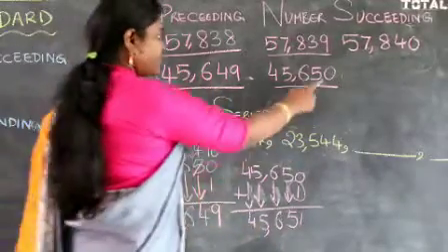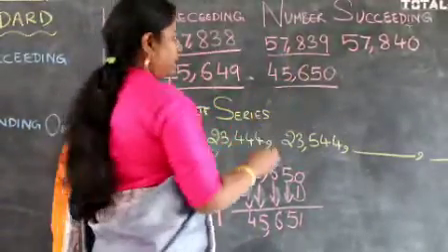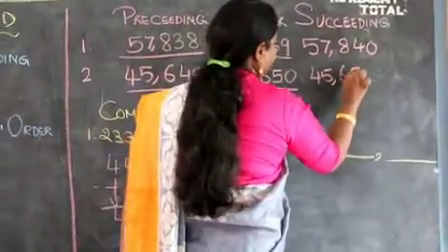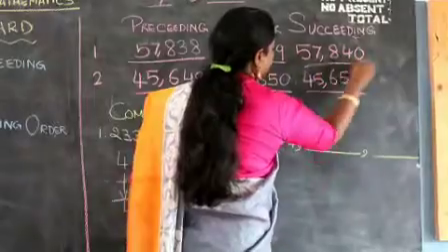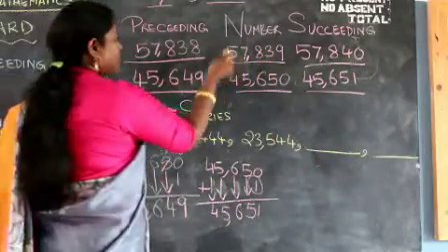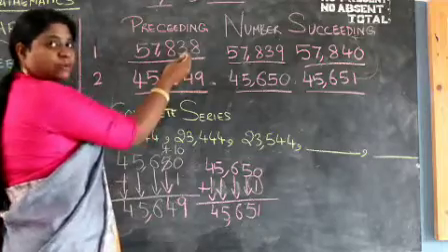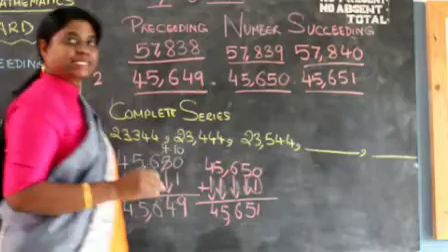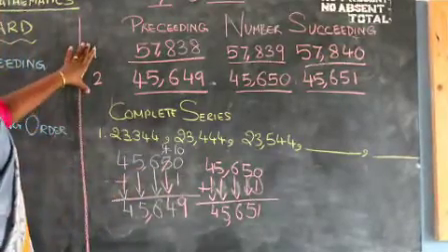45,651. So after 50 what comes? 51, right? So it is 45,651. Clear, children? Now you can understand any number that comes before the number is your preceding number. The number that comes after this number is your succeeding number.